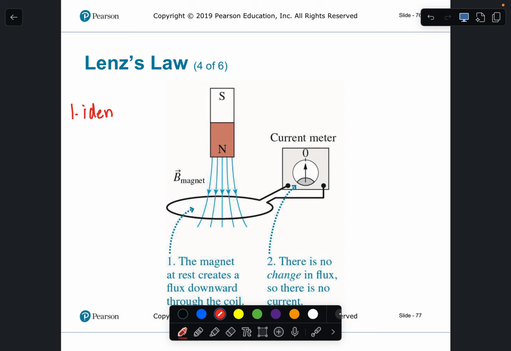So let's identify the change. That is B is increasing. Let's call this B magnet is increasing. Do you see how it's increasing? Because the closer you get to the North Pole, the stronger the field. So we're bringing that North Pole closer and closer to the loop.